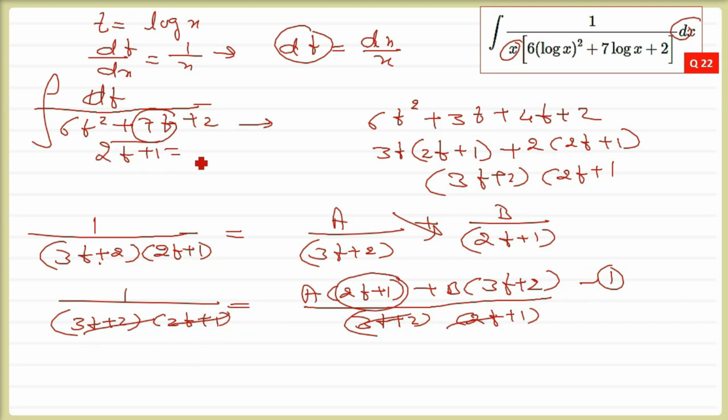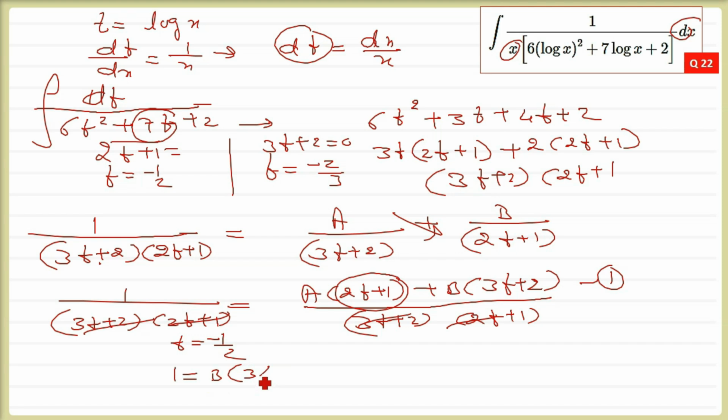So what to put? When 2t + 1 is equal to 0, t will be negative half. And 3t + 2 equals 0 means t you have to put as negative 2 by 3. So once we put t equals negative half, the other time we'll put t equals negative 2 by 3. When we put t equals negative half, the first term on the right will become 0. Only the b term will come: b into 3 into negative half plus 2 equals 1. So this is essentially 2 minus 3 by 2, so 4 minus 3 by 2 will come. Now b has become 2 because the 2 will go upstairs.